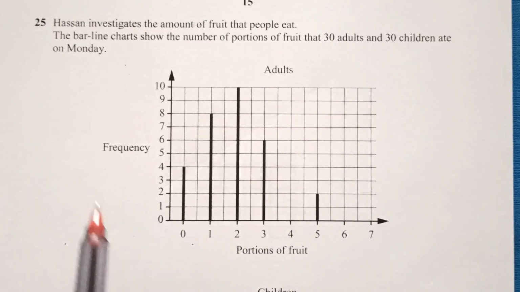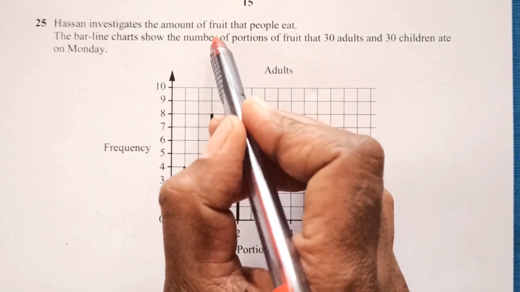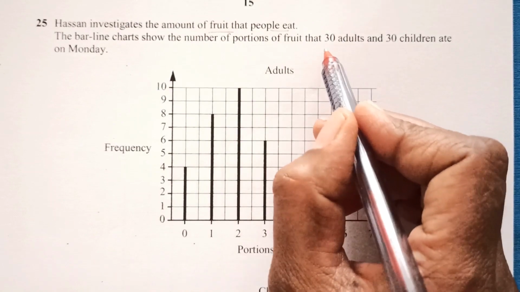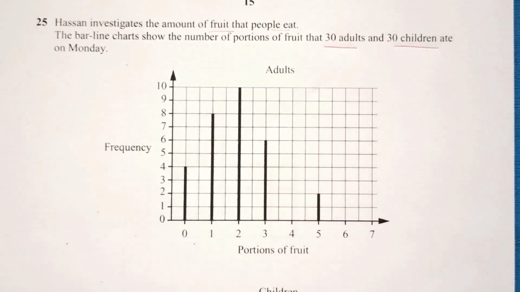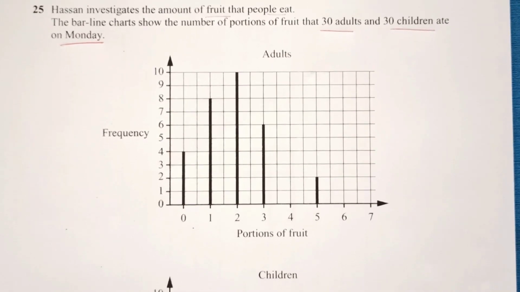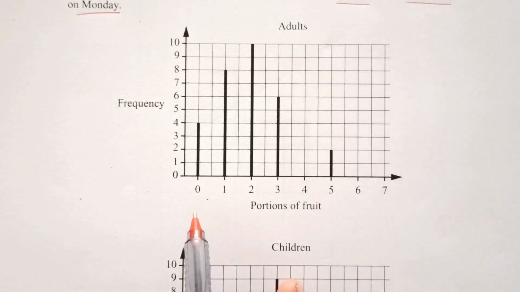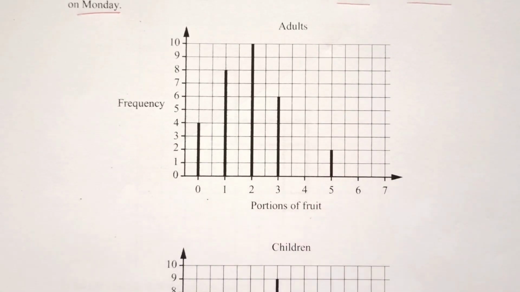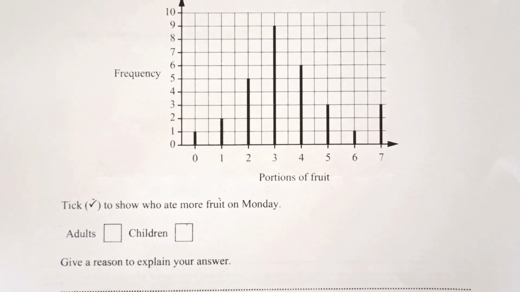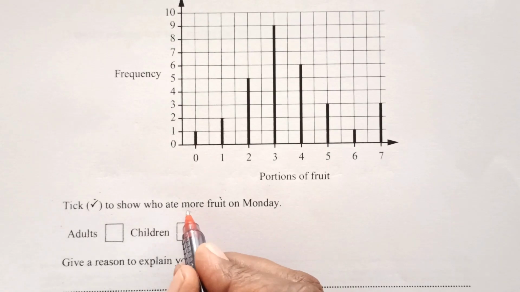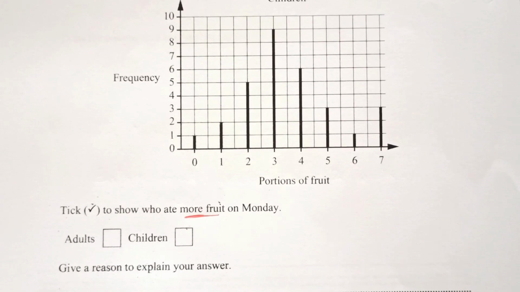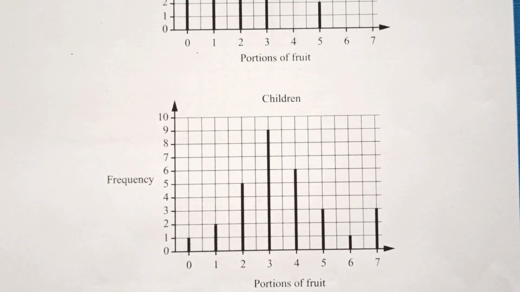Question 25. Hassan investigates the amount of fruit that people eat. The bar line chart shows the number of portions of fruit that 30 adults and 30 children ate on Monday. So we have here the chart of the adults and children. So you can see adults are here and portion of fruits is given to us and children portion is here. The question is, tick to show who ate more fruit on Monday, adults or children. We need to see for the Monday's portion. So Monday is, this all portion is of Monday.